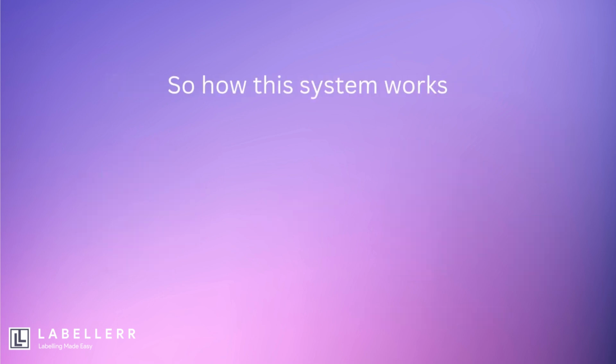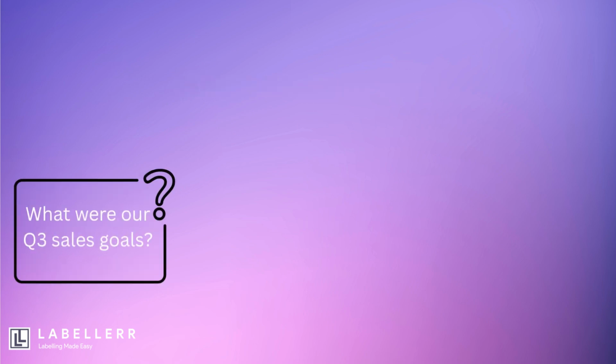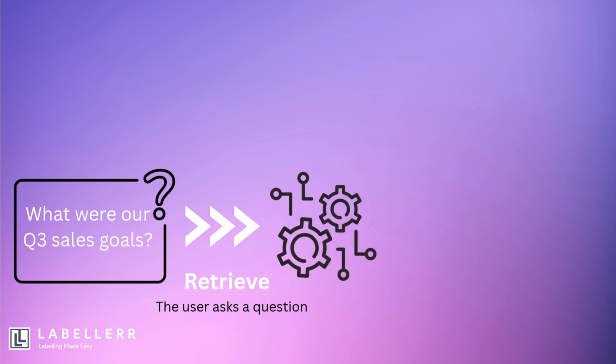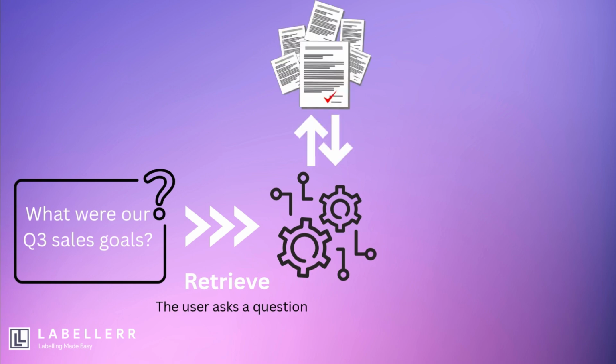So how does this open book system actually work? It's a simple three-step process. First, retrieve. When you ask a question, the RAG system doesn't immediately go to the LLM. Instead, it first searches a specific knowledge base, like your company's internal documents, your personal notes, or a product database, for information relevant to your query.